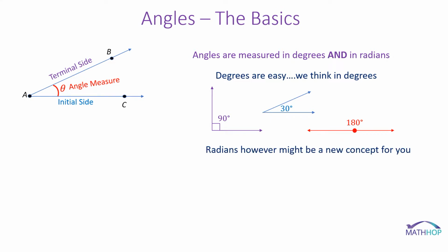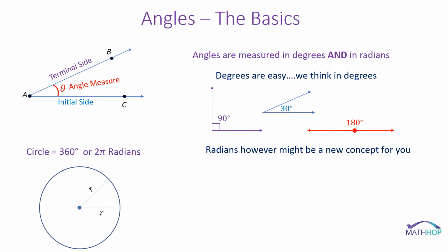It might be something you've never heard of before. You know that your calculator has degree mode and radian mode. Well, this is where we'll start using radian mode. So when you think of a circle, you think 360 degrees. But it also has 2 pi radians. So 2 pi radians is equivalent to 360 degrees. And let's talk about why.